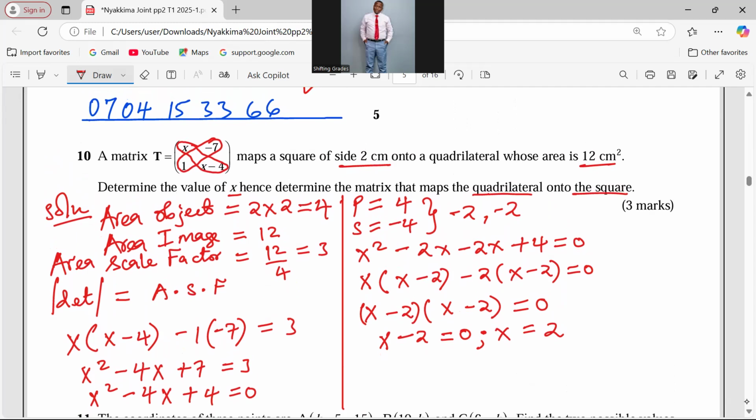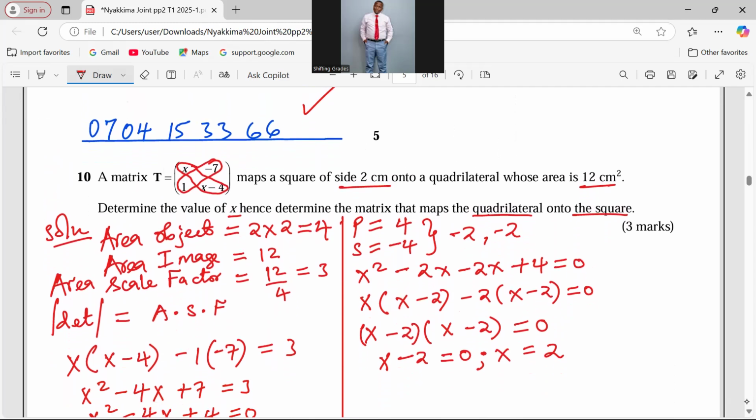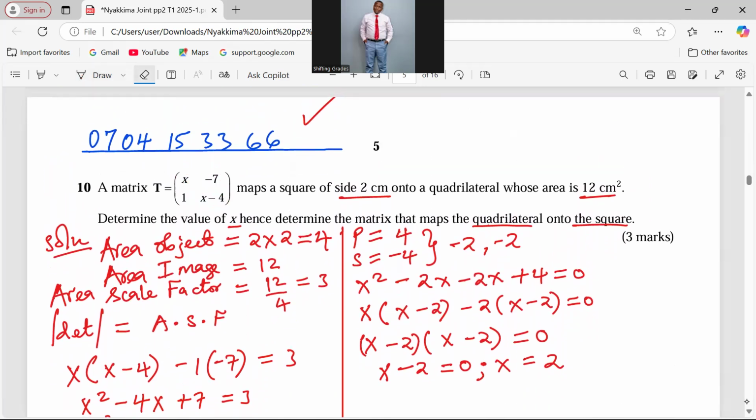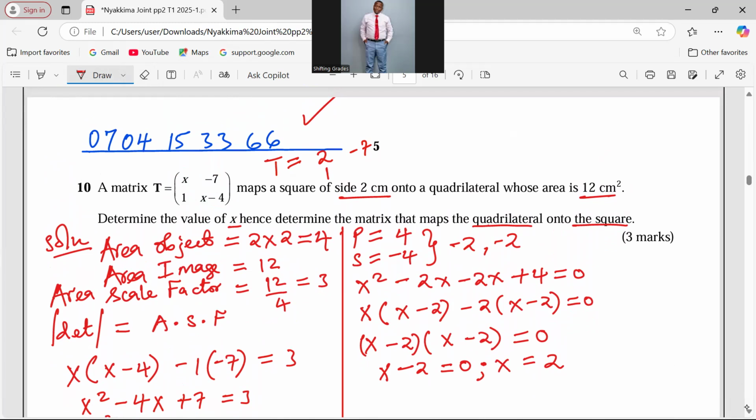If the value of x equals 2, we can now find the matrix up there, the specific matrix. So the matrix T equals 2, -7, 1, and then 2 minus 4, which will become -2. Yes, 2 minus 4 is -2. So this is the specific matrix which mapped the square onto the quadrilateral.